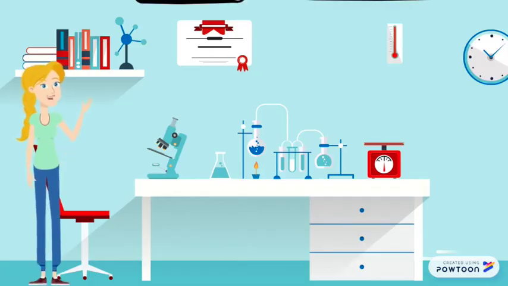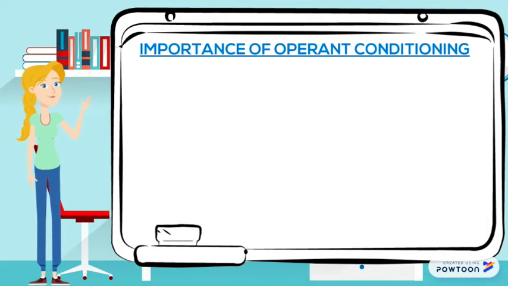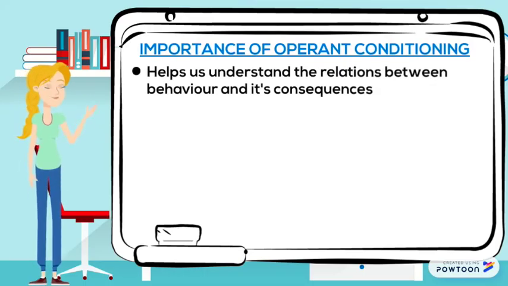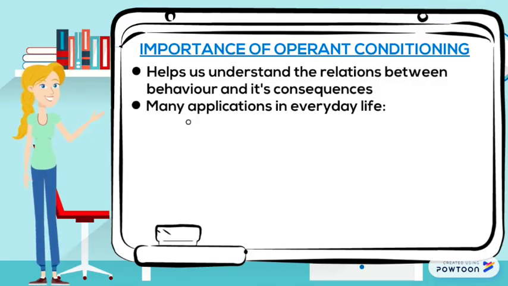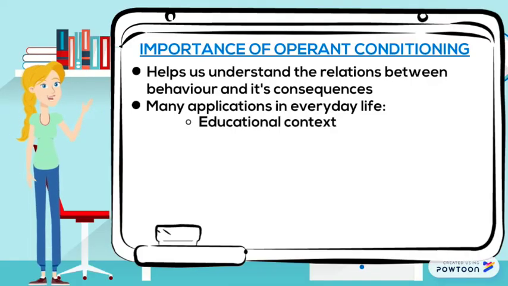So now that we have understood operant conditioning, why is it so important? Well, operant conditioning explains a wide variety of behaviours in the learning process by helping us understand the relations between a behaviour and its consequence. It also has many applications in everyday life, such as in an educational context, to solve issues of class and student management.